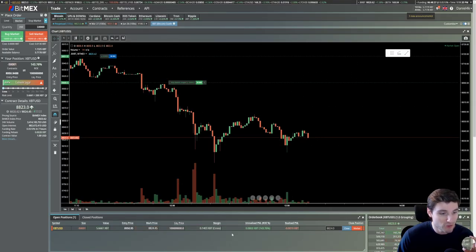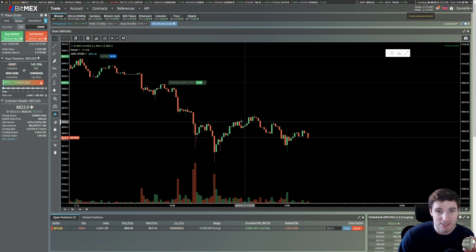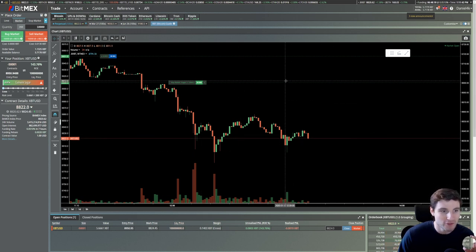Short taken. Even on this account, this is what, $600-$700 profit in like half an hour. So yeah, there we go. Looking to close it out shortly. I'm not trying to prove anything here, but these setups are not hard.